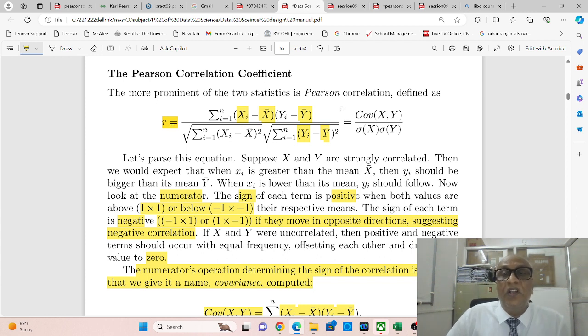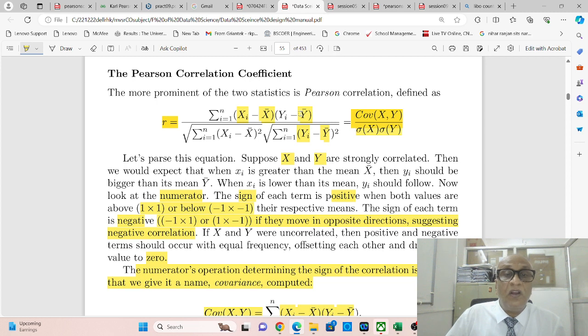The numerator part indicates the covariance and the denominator indicates the standard deviation. Okay. So let us say the data points of x and y are strongly correlated. Then always these values of xi should be greater than this mean. Same thing is valid for y.